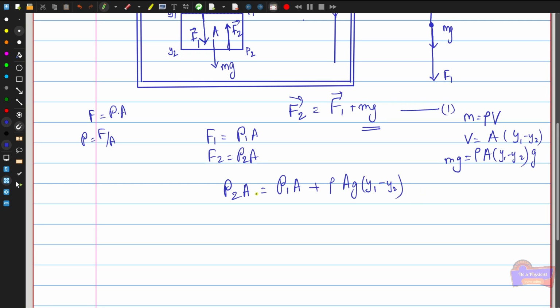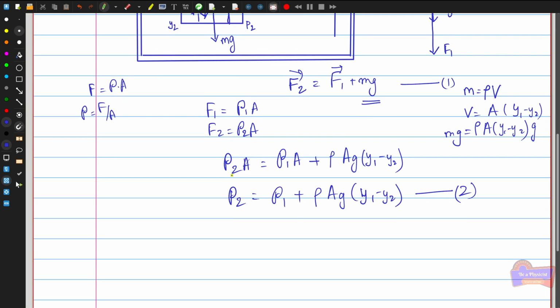So if you take A as common on both sides, I can cancel out all the areas here, so that I can write P2 equal to P1 plus rho times of g into (y1 minus y2). So this is equation number 2, which gives the pressure.